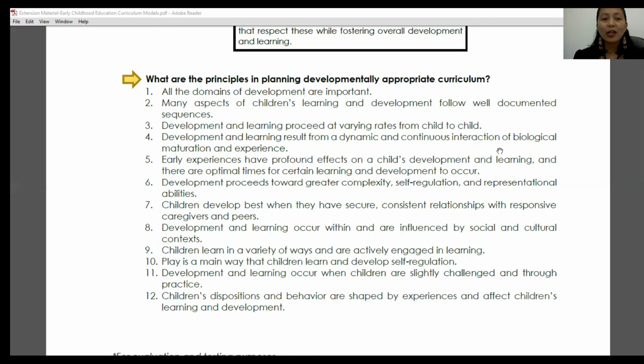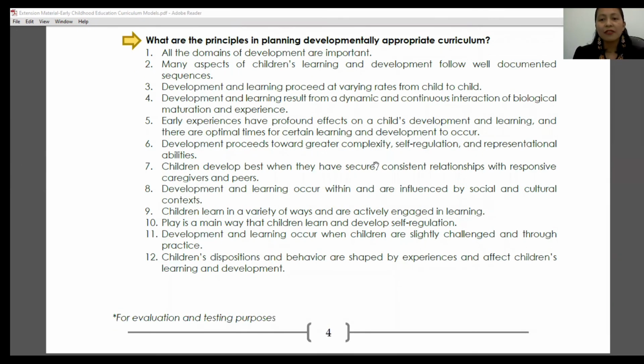Number 4, development and learning result from a dynamic and continuous interaction of biological maturation and experience. So it's a combination of nature and nurture. Nature, hereditary influences, and the nurture, the environmental influences that the child is being exposed to. Fifth, early experiences have profound effects on a child's development and learning, and there are optimal times for certain learning and development to occur. That is why early childhood is very important, because early childhood is the foundation stage.